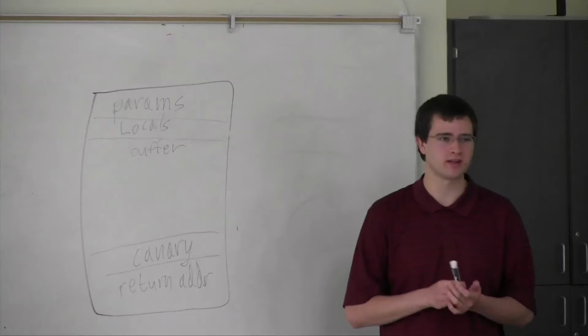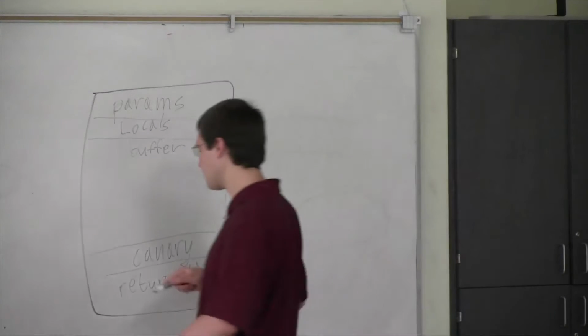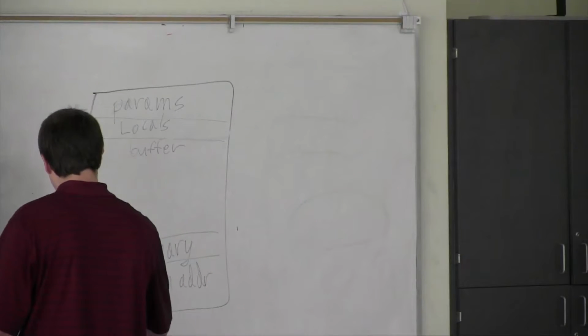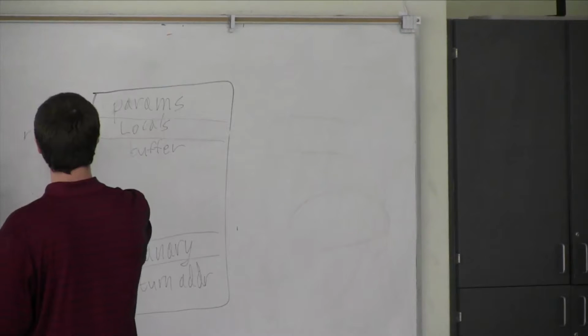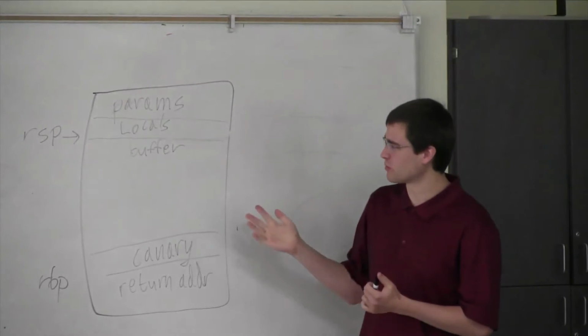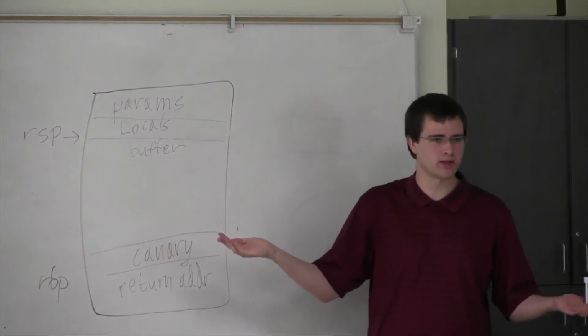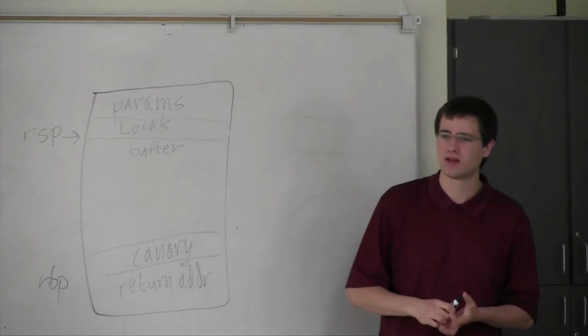There's also a command, info registers, that will show you your registers. So you have your RBP here and your RSP up here if your buffer is there. If you do info registers, then you can get where these are pointing. Now you know where to go on the stack to print out these values.